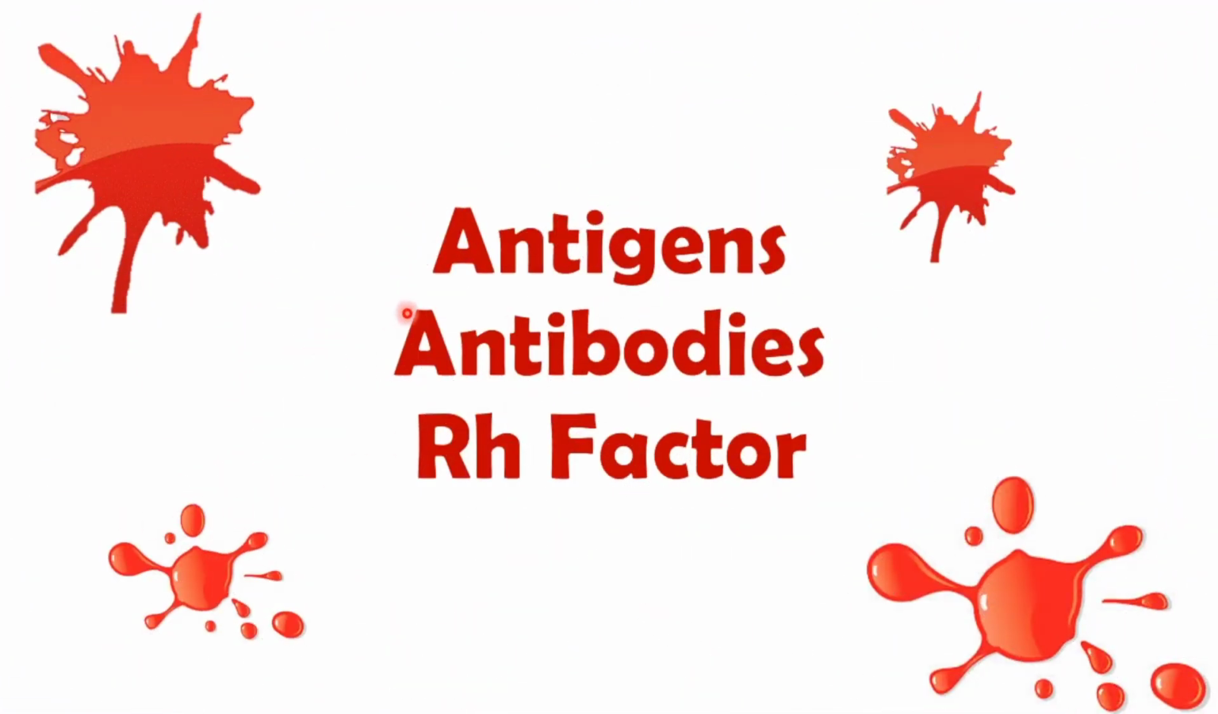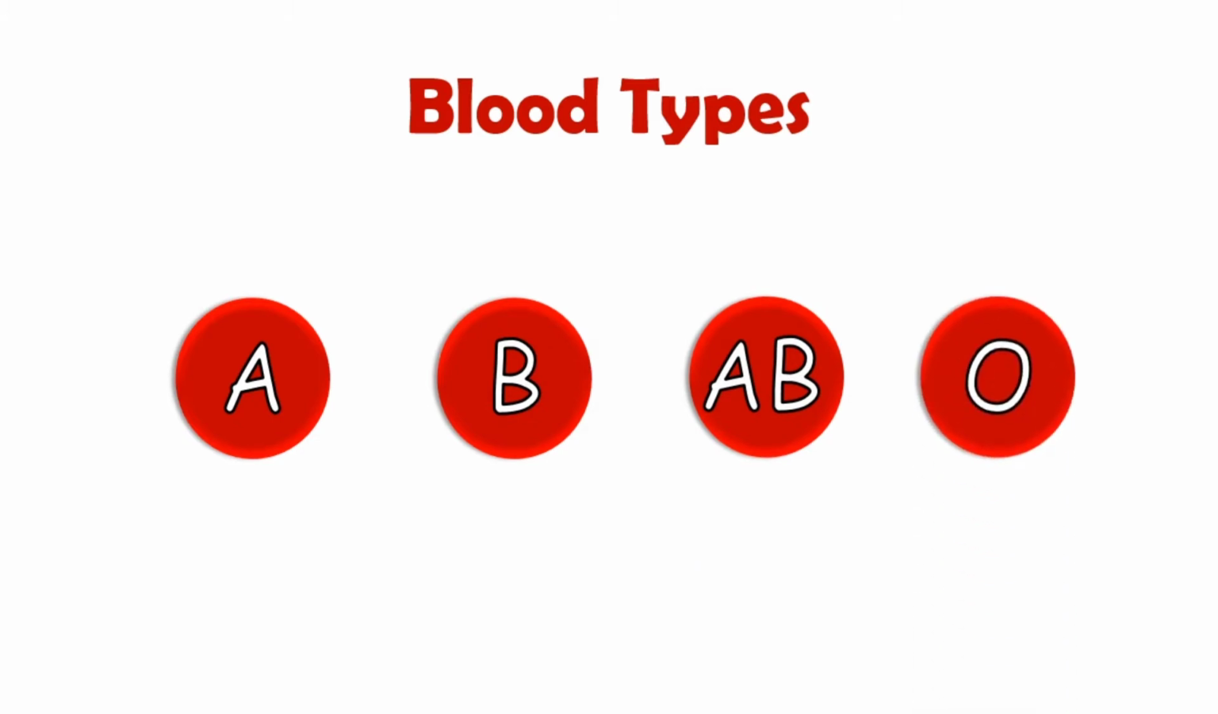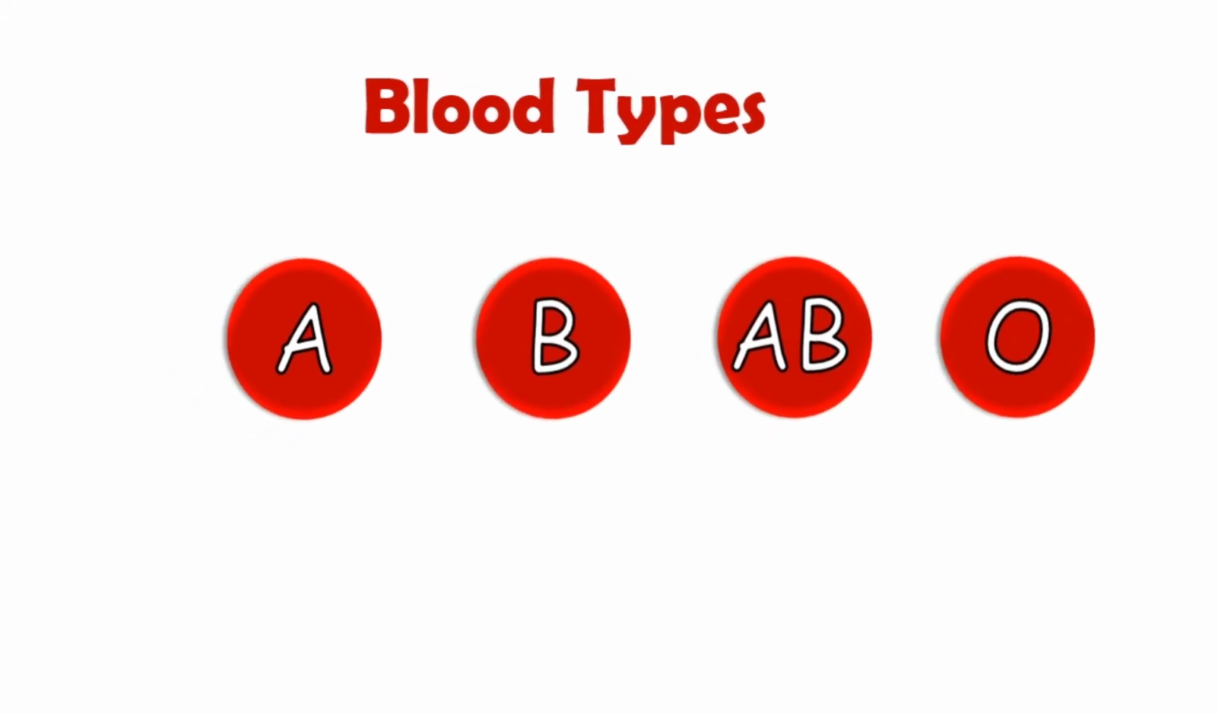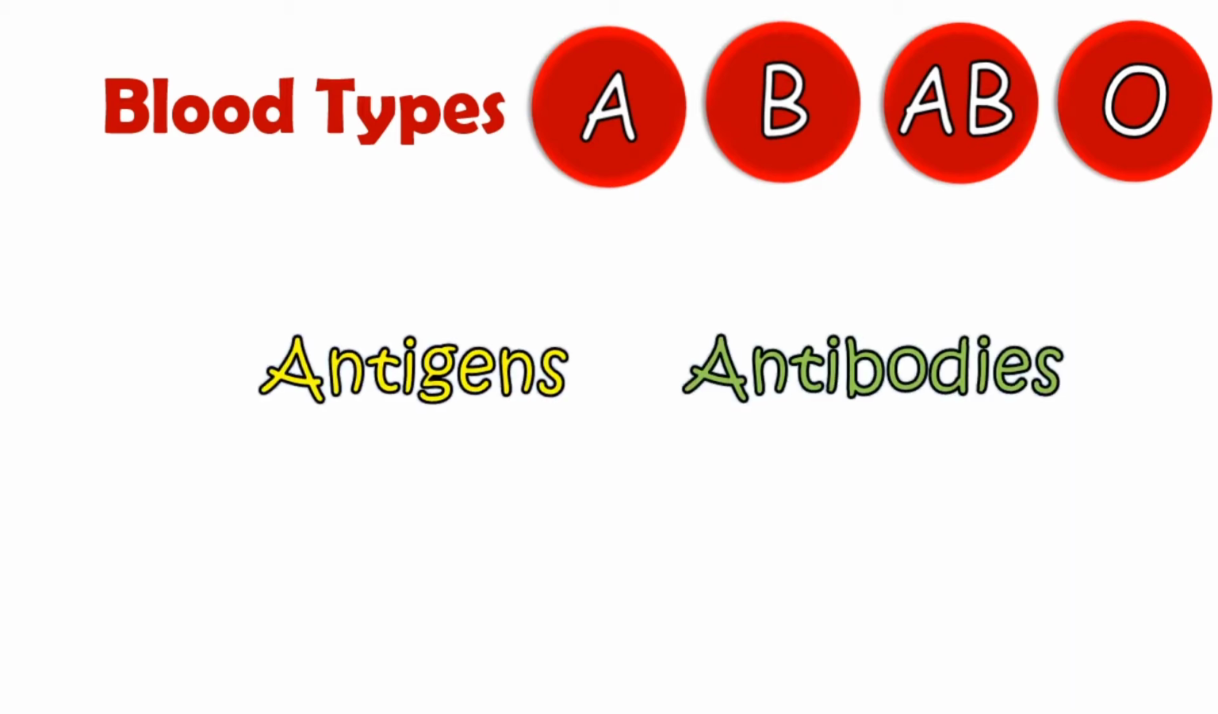So, this is what we're going to learn today: antigens, antibodies, and also the RH factors. The first thing we will talk about is the blood types. We have 4 blood types, which are type A, type B, type AB, and type O. Before we move further, we must know the concepts first: the antigens and also the antibodies.